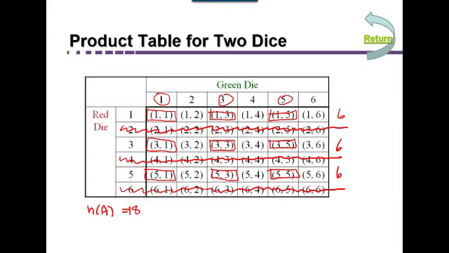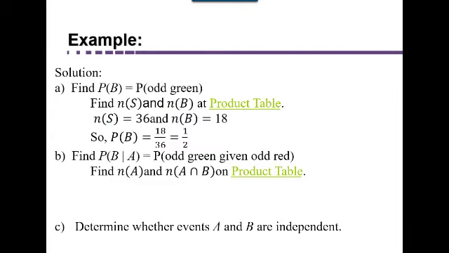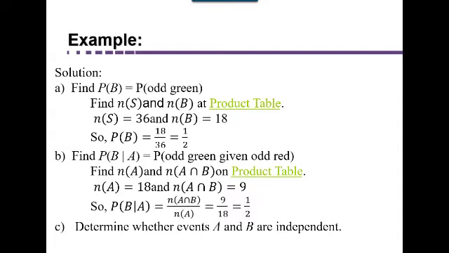Okay, so the number that are in A, the number of ways to have a red die that's odd, was 6, 6, and 6, which is 18. But out of those, how many were both a red die odd and a green die odd? In this case, those are just the 9 that I put squares around. All right, so to return, the number in A is 18, and the number in A and B is 9.